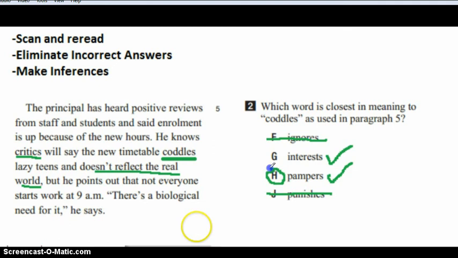Now, I know that it probably seems like a lot to think this way, but really, you need to consider these answers and use some of these strategies to help you eliminate some of them so that you have a better chance of getting the correct answer.